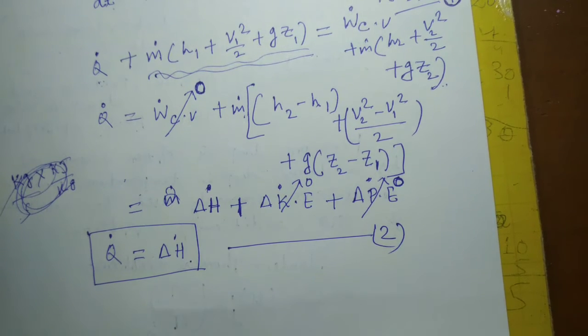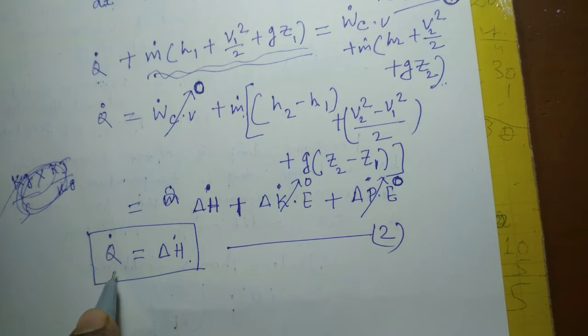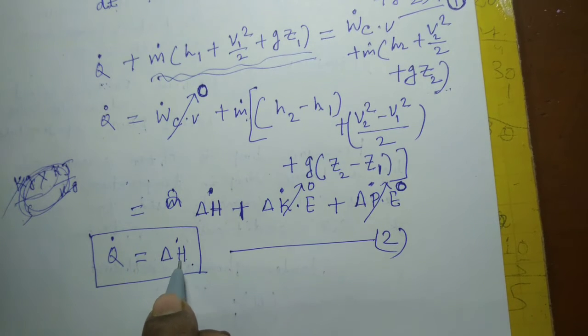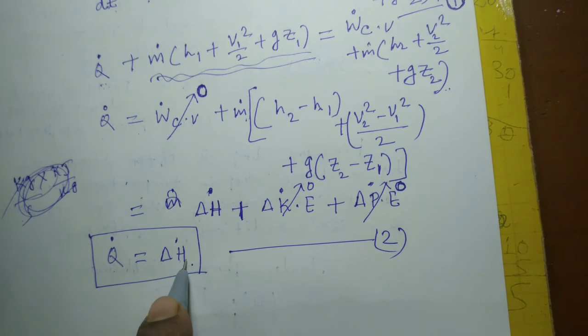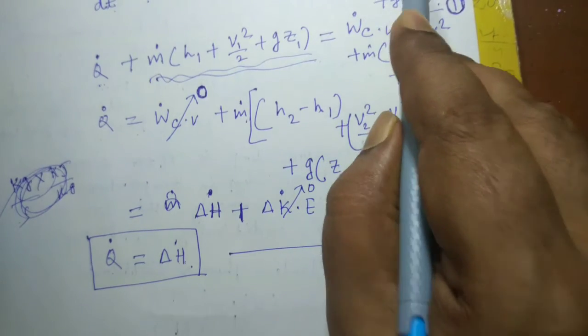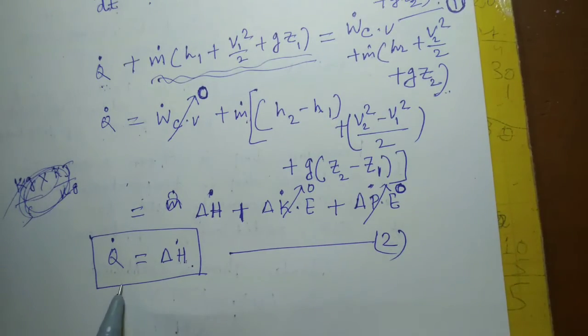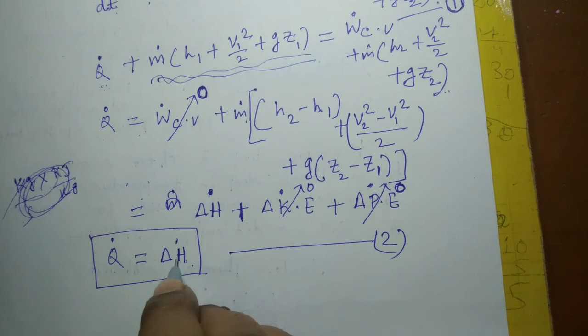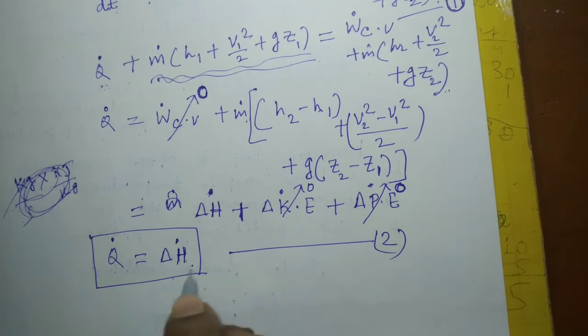This is the equation, the steady flow energy equation applicable for any throttling device. Of course, for a small throttling device the equation may be different, and for a big throttling device the equation will be different. So that will come just after this. This is the general steady flow energy equation for any throttling device: Q dot is equal to delta H dot.